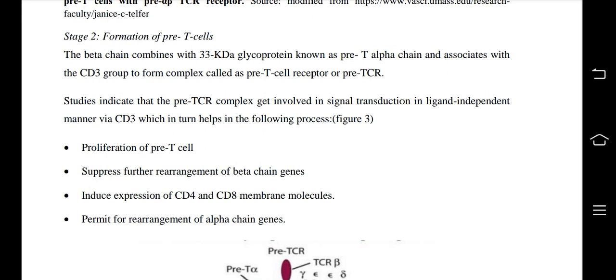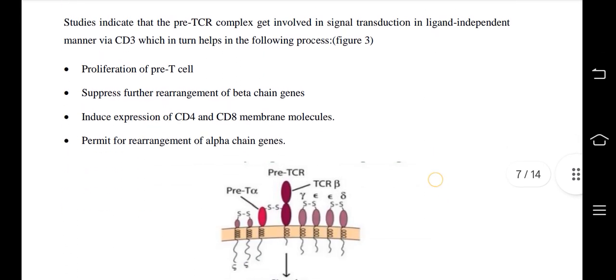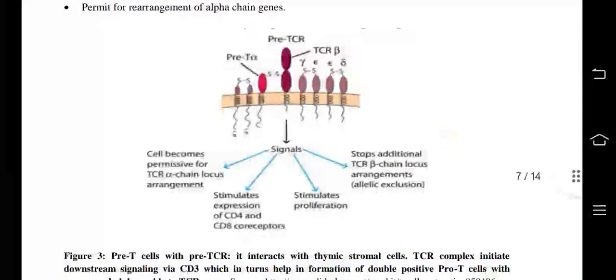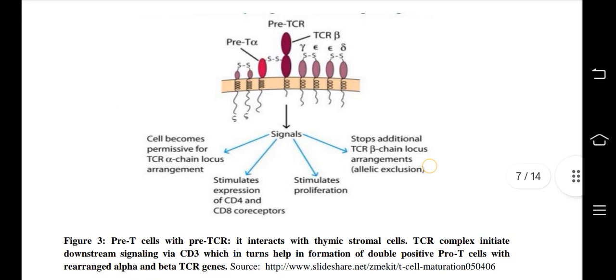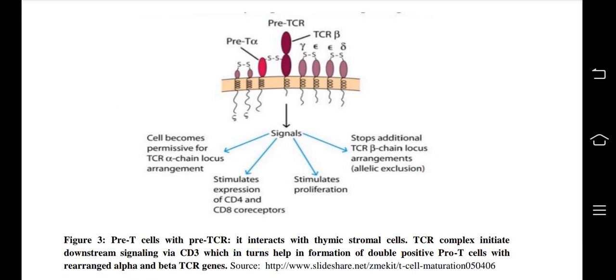Studies indicate that the pre-TCR complex is involved in signal transduction in a ligand-independent manner by CD3, which in turn helps in the following processes. Proliferation of pre-T cells, suppression of further rearrangement of beta chain genes, induction of expression of CD4 and CD8 membrane molecules, and permitting rearrangement of alpha chain genes. Pre-TCR, pre-T alpha, TCR beta. The cell becomes permissive for TCR alpha chain locus rearrangement, stimulates expression of CD4 and CD8 co-receptors, stimulates proliferation, and stops additional TCR beta chain locus rearrangements, known as allelic exclusion.